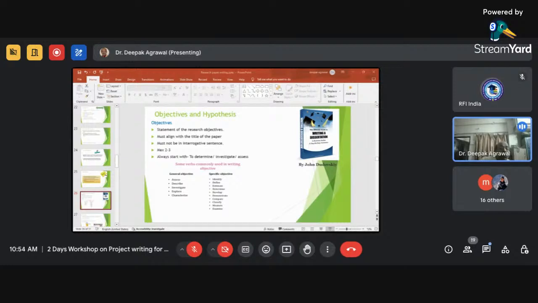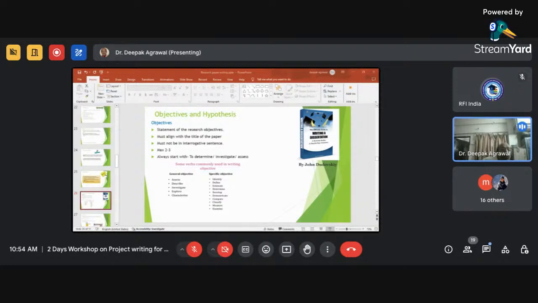Also, objectives must not be interrogative sentences. Never put your objectives into a question mark. The research questions will be in interrogative format, but objectives will never be in interrogative sentence formation. It is suggested that writing 2 to 3 objectives is enough. It all depends upon the author's choice. They can have hundreds, no issues.